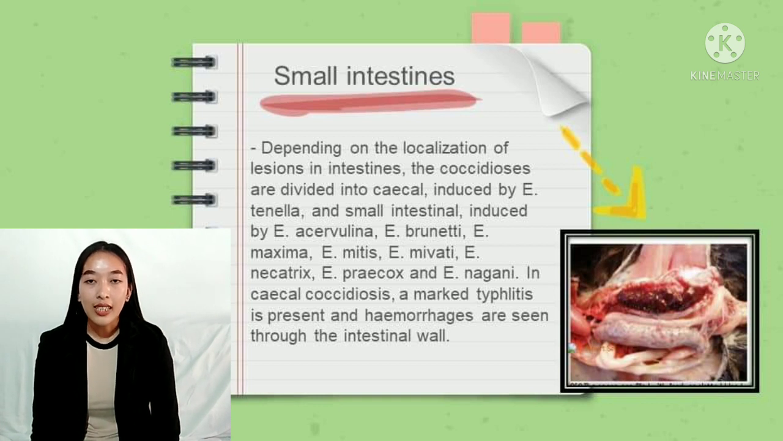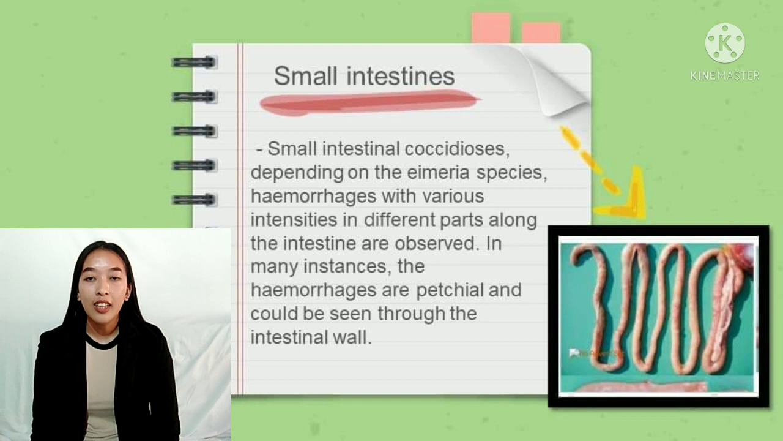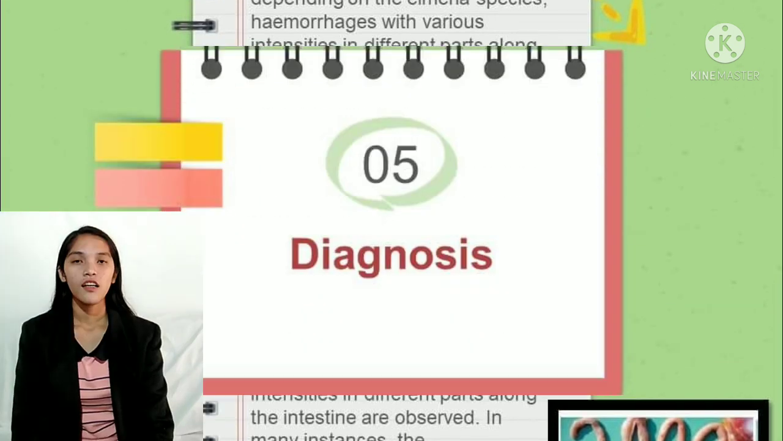In caecal coccidiosis, a marked typhlitis is present and hemorrhages are seen through the intestinal wall. In small intestinal coccidiosis, depending on the Eimeria species, hemorrhages with various intensities in different parts along the intestine are observed. In many instances, the hemorrhages are petechial and could be seen through the intestinal wall.